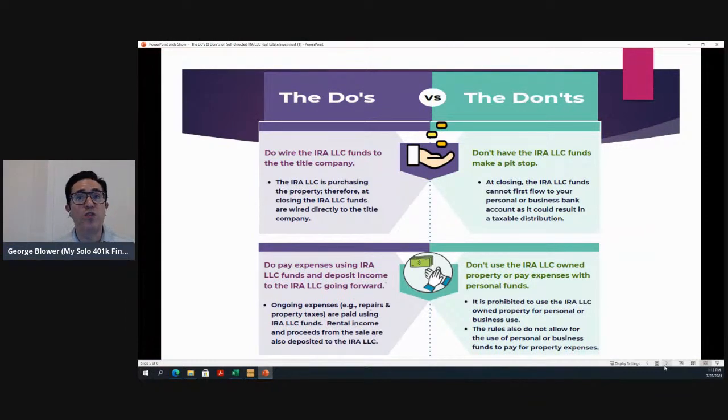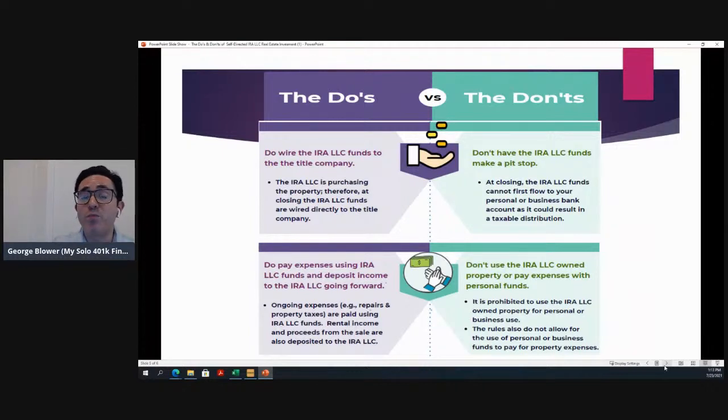Proceeds of the investment, such as rental income or sale proceeds, are deposited back into that same IRA LLC bank account. So don't use personal funds to pay expenses for the IRA LLC owned property. The rules do not allow for the use of personal or business funds to pay for property expenses.